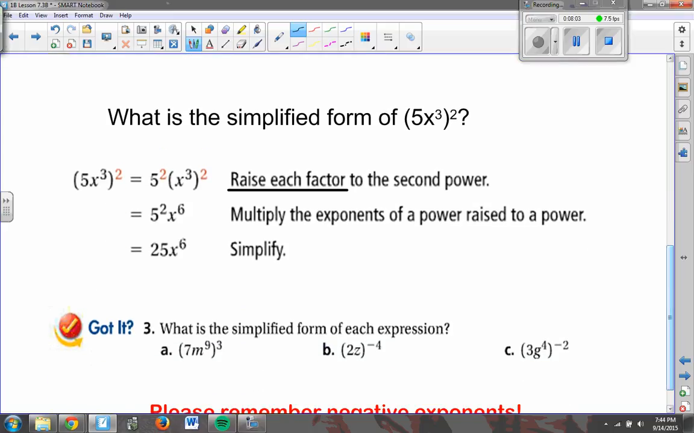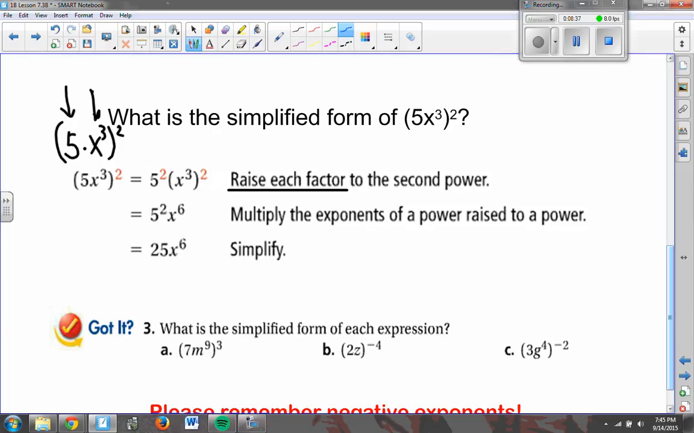First example is right here. What is the simplified form of 5x to the third, all of that raised to the second power? Okay. So here's what I see. I see 5x to the third raised to the second power. And I know that this is really 5 times x to the third, right? All of that to the second power. So now I'm just going to take each piece, the 5 and the x to the third, and raise each one to the second power. Okay? That's what we see on the other side of our equal sign.